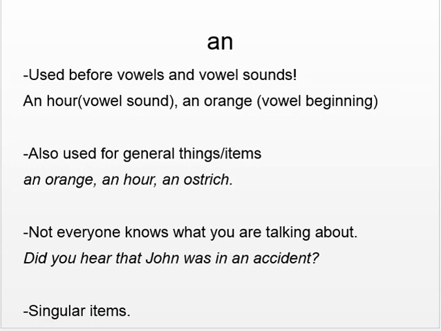An. This is another indefinite article, so it's used for general things and items. It's used before vowels and vowel sounds. So an hour, vowel sound, an orange, a vowel beginning. So A, E, I, O, U are the vowels, but when we look at the word hour, we use an because hour, the H sounds silent and it just sounds like we're saying hour. That starts with the phonetic vowel sound O. Ow, hour.